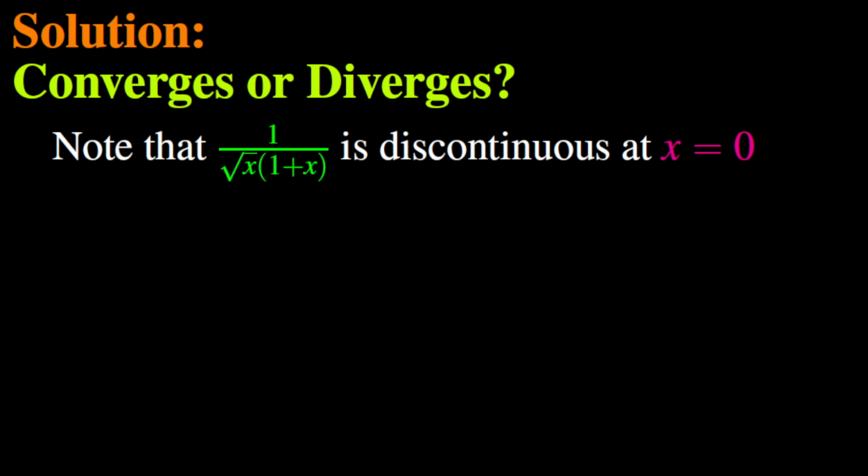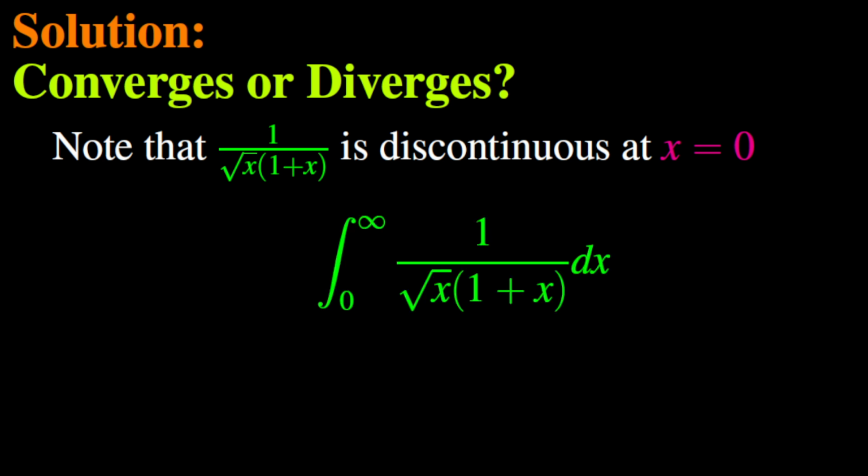We notice that the denominator will be 0 if x equals 0. So the function is not defined at x equals 0. This means the improper integral is a type 1 and type 2 improper integral. This integral is a type 1 improper integral because one of the endpoints is infinity. It is a type 2 integral because the function 1 over the product square root of x times 1 plus x is discontinuous at 0, and 0 is one of the endpoints. So, this integral should be broken into two integrals.